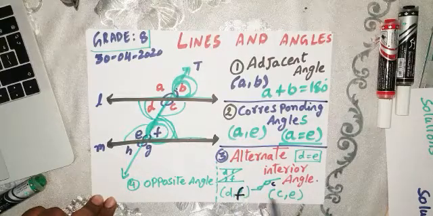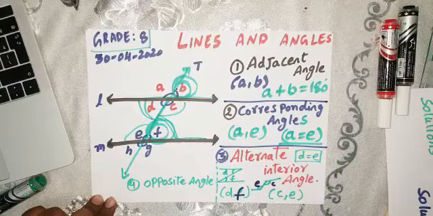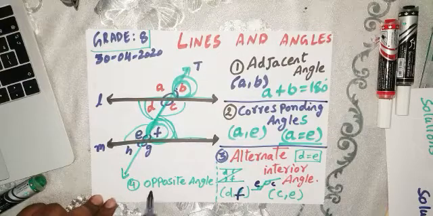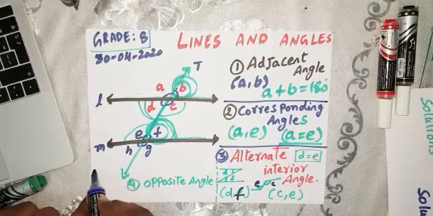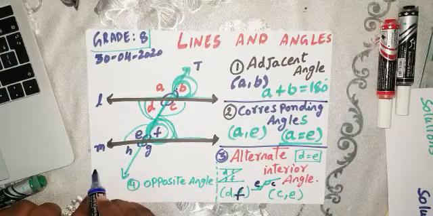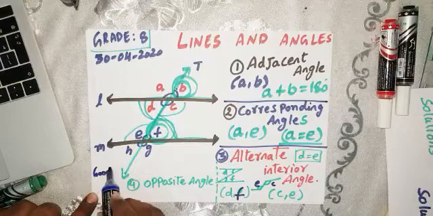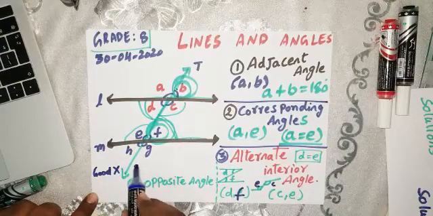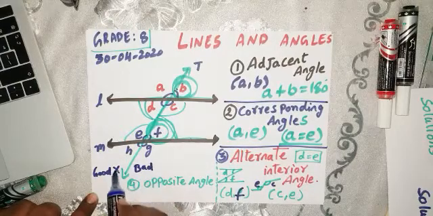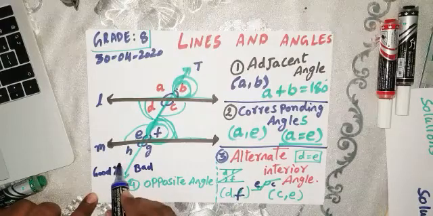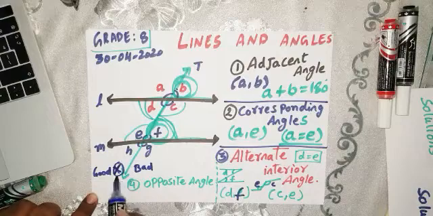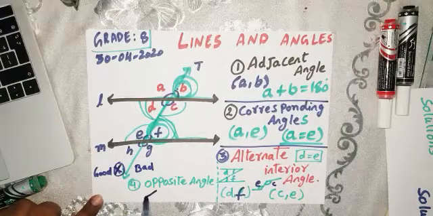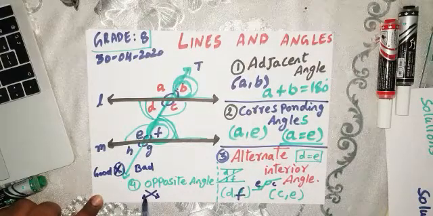D and F, and C and E. And then opposite angles. You're learning opposites from KG1. Like, what is the opposite of good? Good is bad. So we are using a cross to show the opposite between the two adjectives. So these cross angles are called opposite angles.